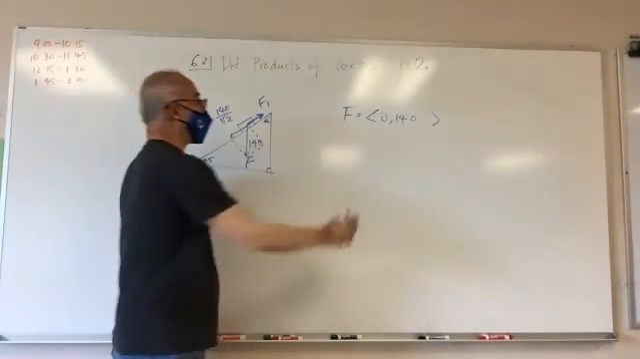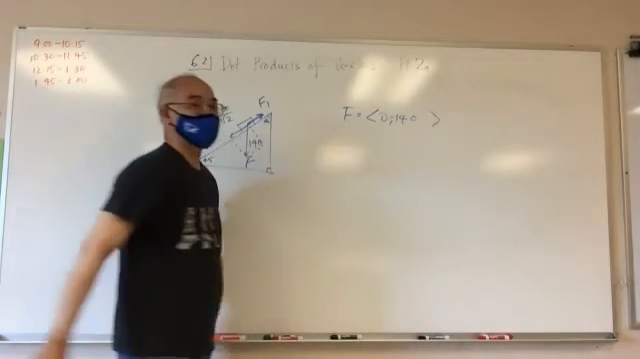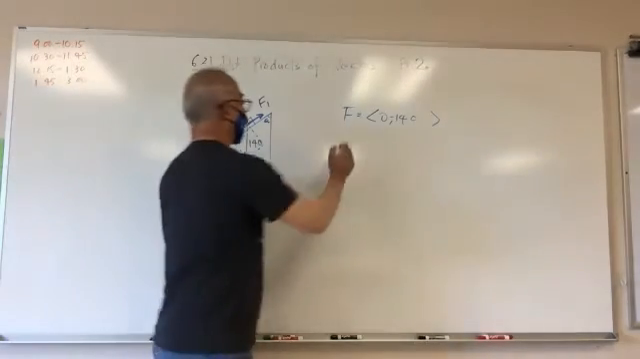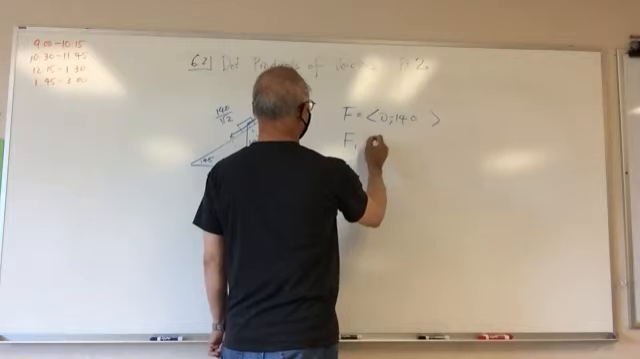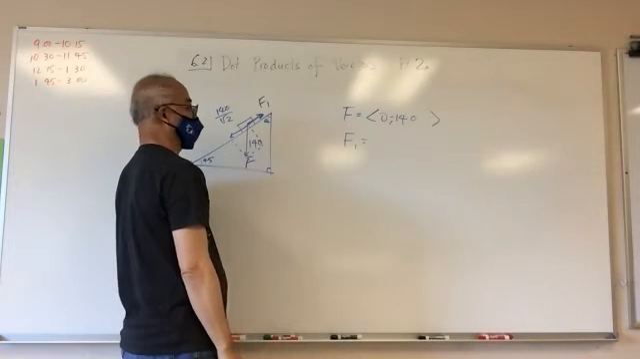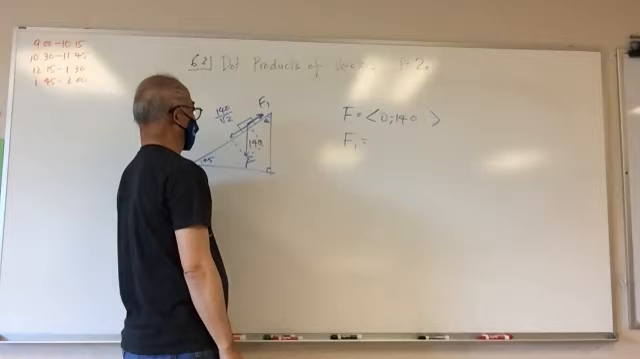140, but it's going down, correct? So it should be negative. You good? F1 is going to be what? No. Because we're going to project that onto which vector?